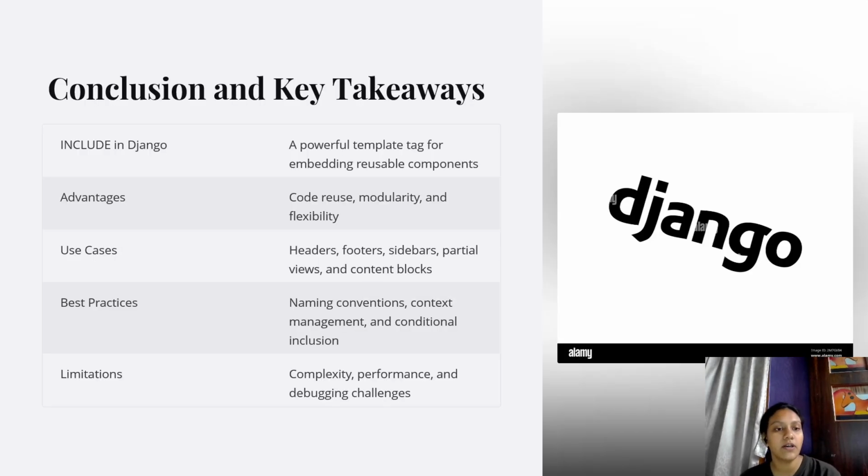Conclusion: include in Django is a powerful template tag for embedding reusable components. Advantages: code reuse, modularity, and flexibility. Use cases: it can be used in headers, footers, sidebars, partial views, and content blocks. Best practices: you can use include templates to their best with naming conventions, context management, and conditional inclusion. Limitations are, as mentioned before, complexity, performance, and debugging challenges.